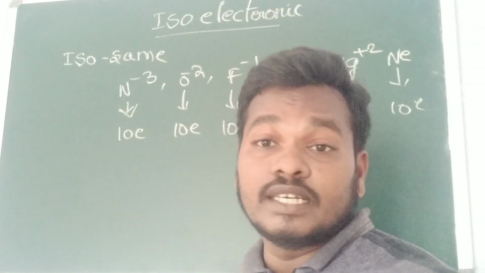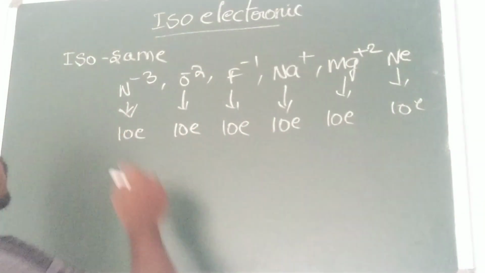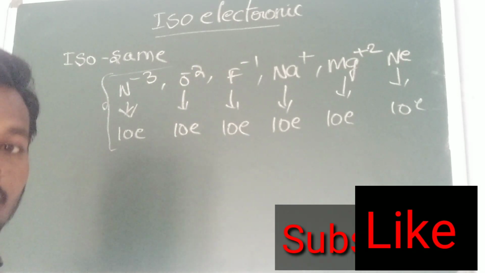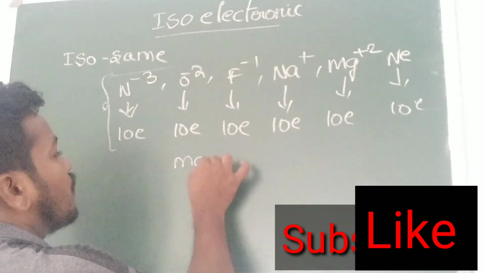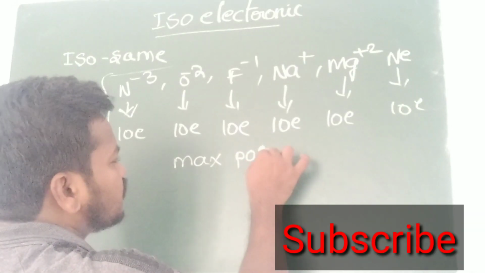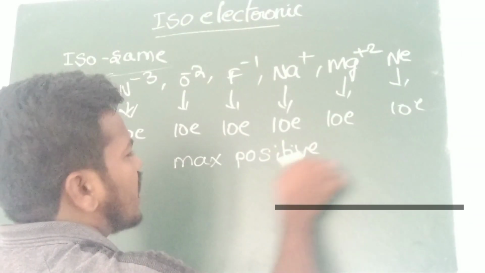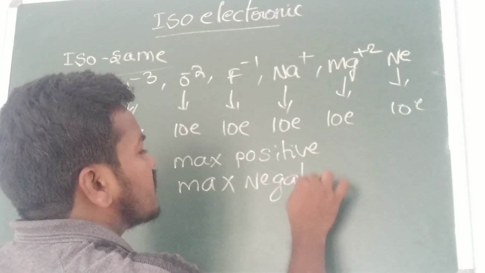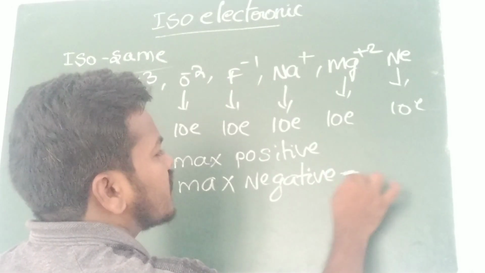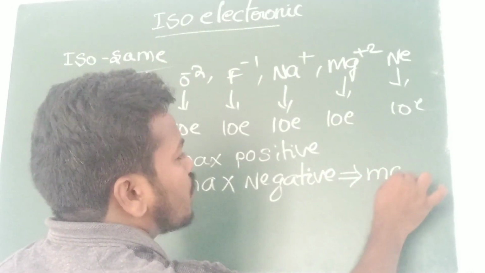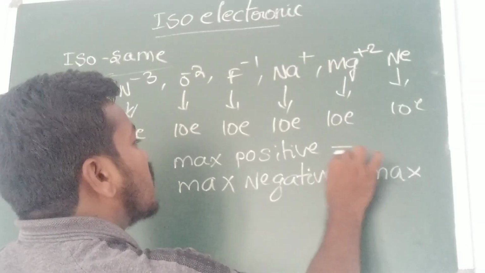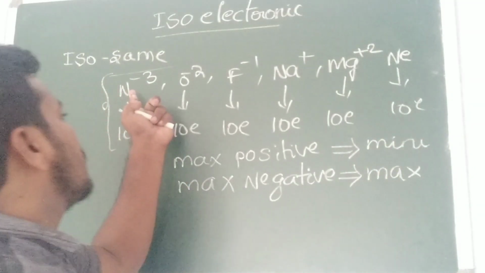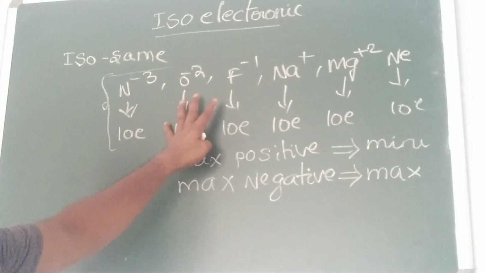Based upon this topic, questions will be repeated in the IIT and NEET examinations. For this we have to understand one thing, that is radius. For maximum positive charge, what will be its radius? For maximum negative charge, that means more negative charge, if more negative charge is present on a particular anion, automatically it has more radius, that means more size. Maximum positive charge, minimum size. That is called the radius. These two we have to understand.